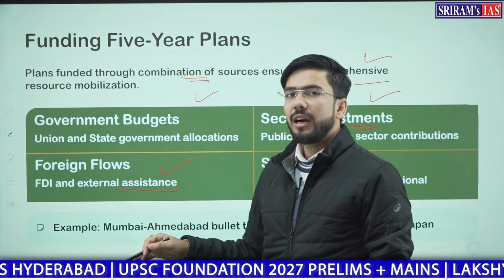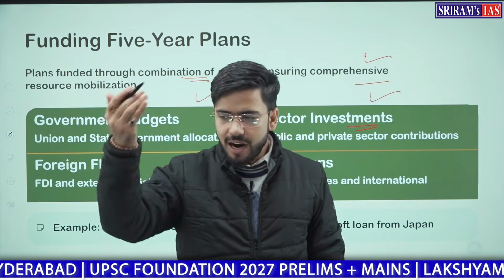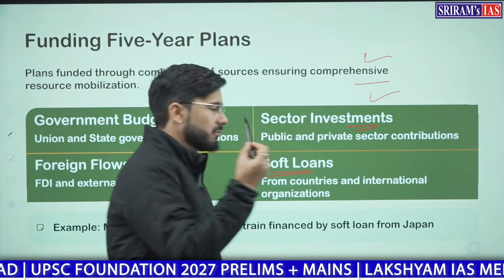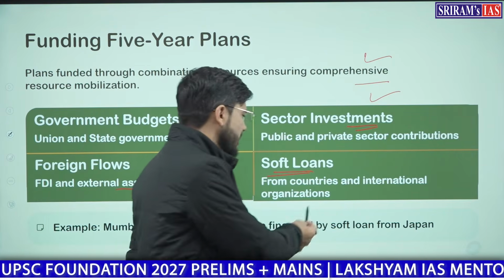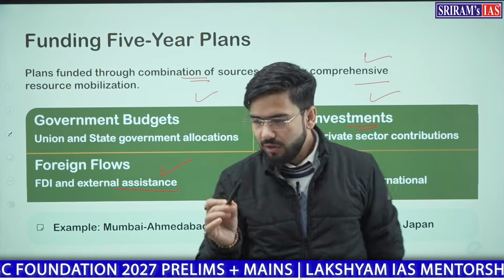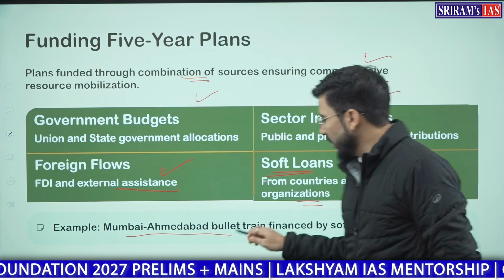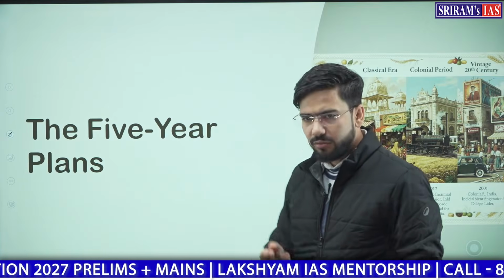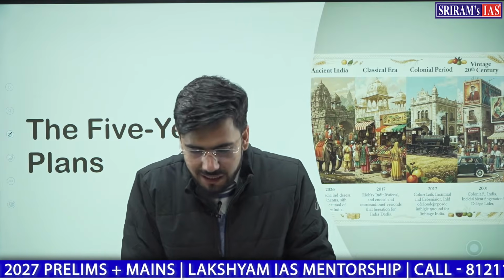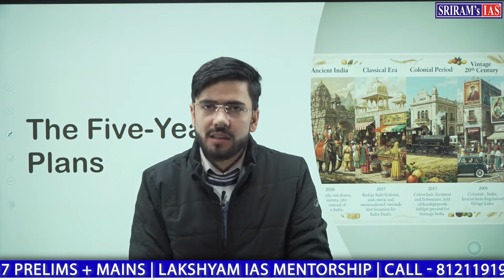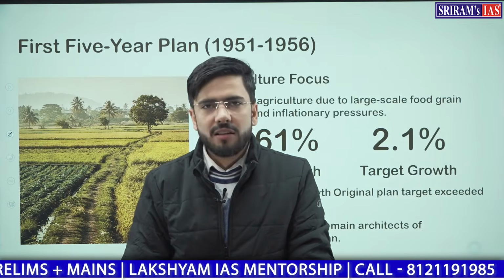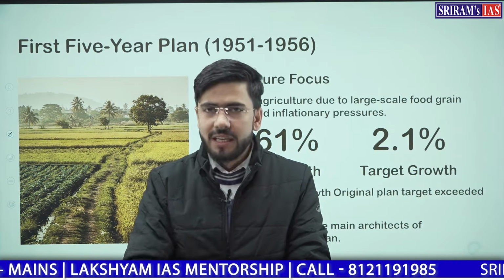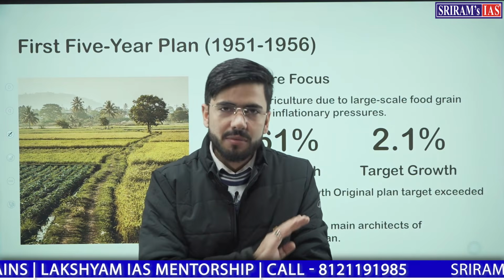Foreign flows, we will at least mention how we can attract more and more FDI. Soft loans can be generated from countries or international organizations. For example, the Mumbai-Ahmedabad bullet train was financed by a soft loan from Japan. Recently we mentioned this. Now in the next lecture we will start with the 5-year plans, starting with the first 5-year plan: target, growth, what was achieved and what was missed. We will discuss the mains aspect of these plans and the prelims aspect of these plans.